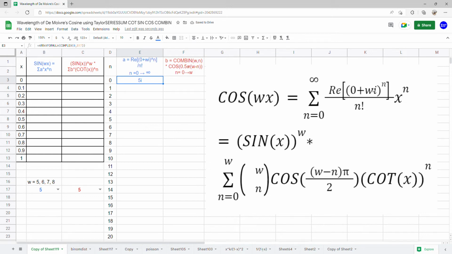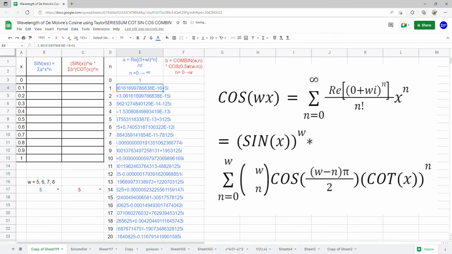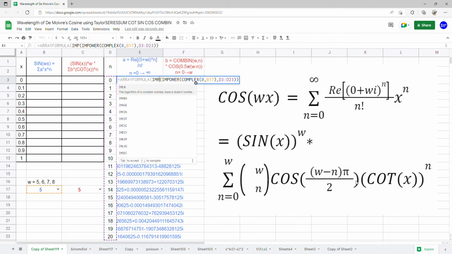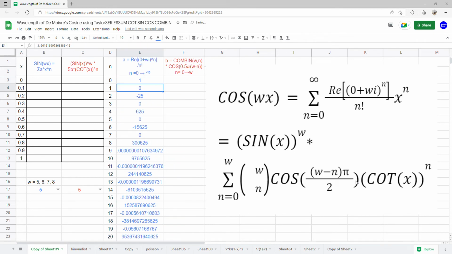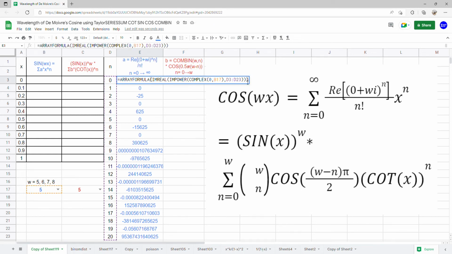And we continue, we raise it to the power n. So this will be IMPOWER of n, where n is from 0 to infinity. And we want the real part. So we use IMREAL. Now that we have the real part, we can now divide this by, or show the denominator, which is the factorial. So divide by factorial of n.